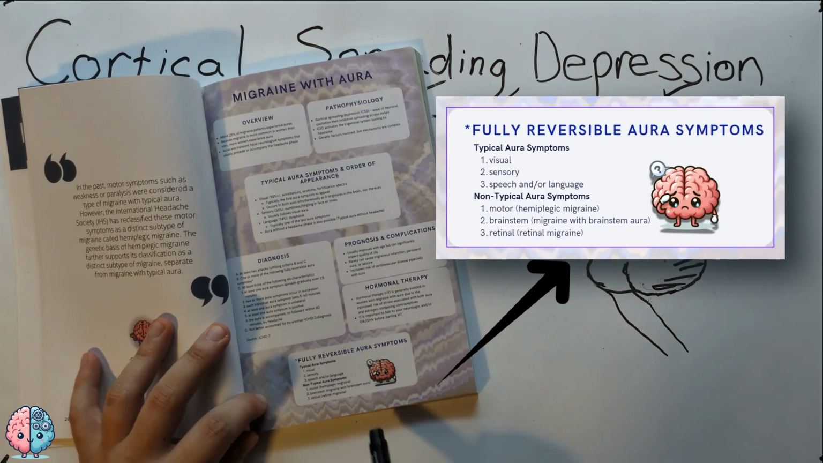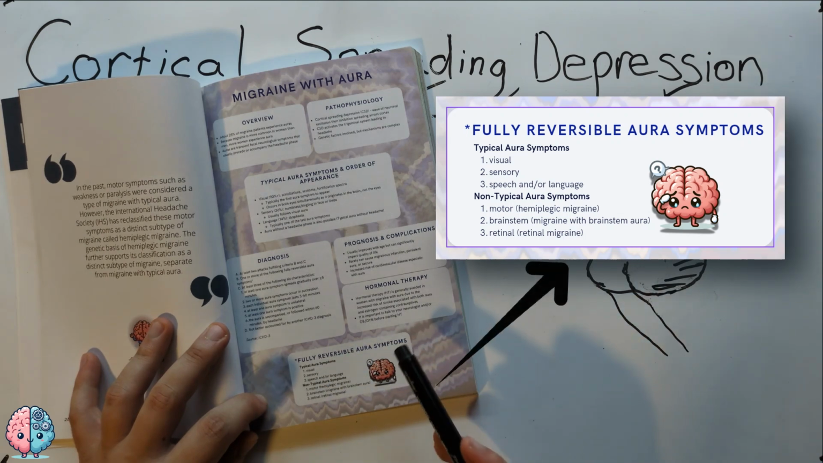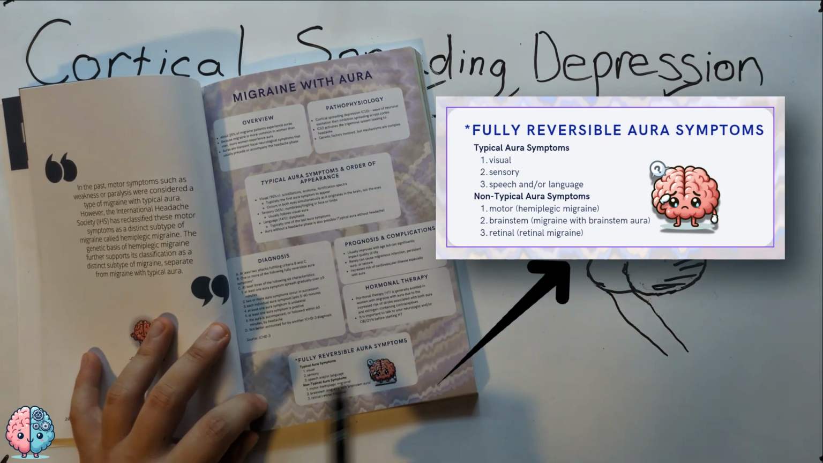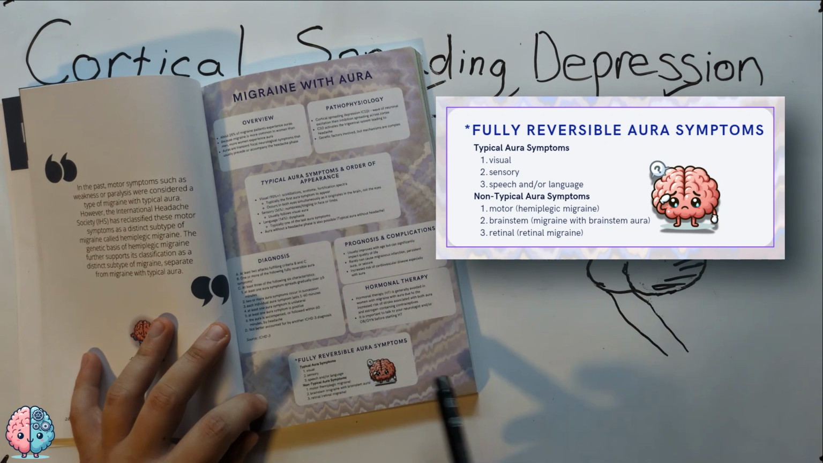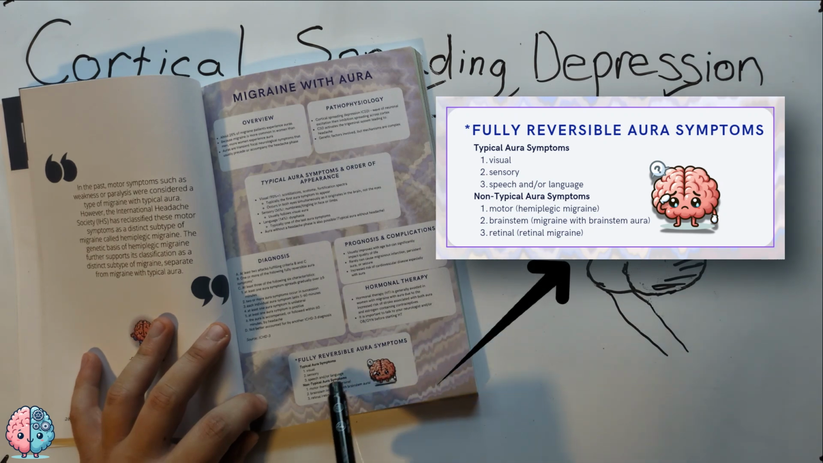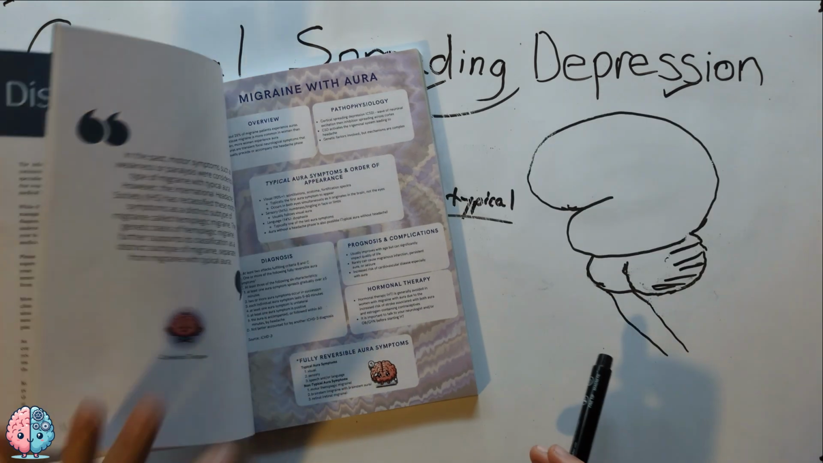So our typical aura symptoms are visual, sensory, speech, and or language. Those are our three typical aura symptoms. And they generally move in this order as well. Not always, but usually. Then we have our non-typical aura symptoms. This is motor. We see this in hemiplegic migraine. All our non-typical aura symptoms have their own diagnosis. It's not just simply migraine. Brainstem, we see this in migraine with brainstem aura, and retinal, and we see this in retinal migraine.